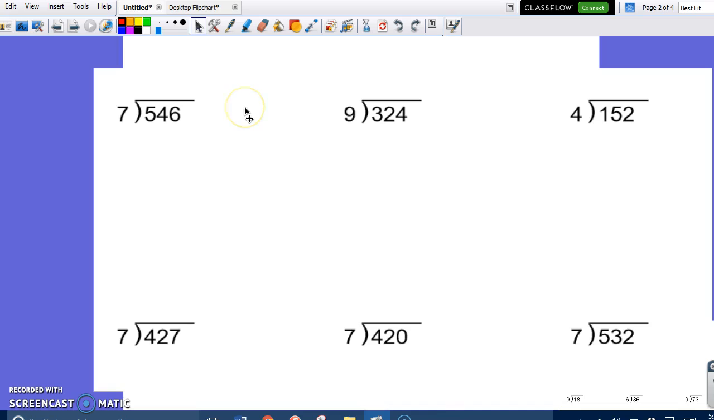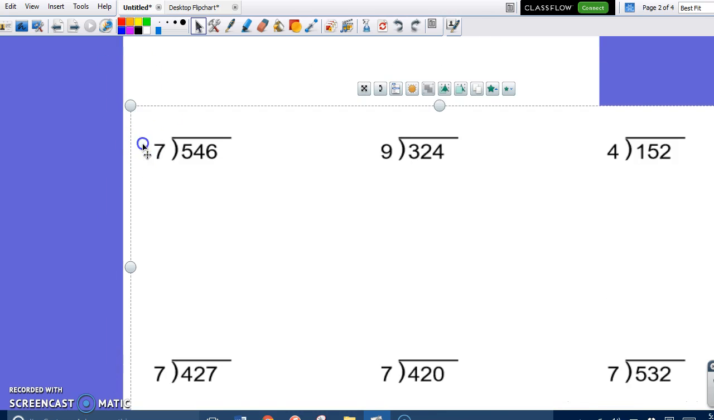I'm going to review long division again and putting our answers in fraction form. So this is going to be the division part 2 video along with the division practice worksheet. Worksheet number 2 has these problems that are on there. Alright, so here we go.